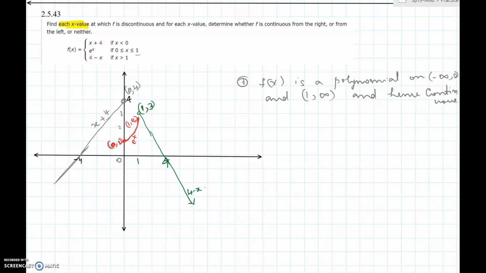on these two intervals. Also, f of x is exponential on 0 through 1 and is continuous. It is continuous on 0 through 1.